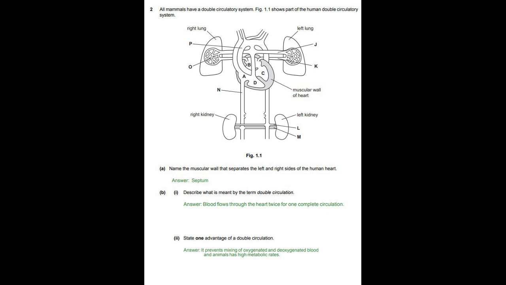Question number 2B1, describe what is meant by the term double circulation. So the answer is, blood flows through the heart twice for one complete circulation. Question number 2B2, state one advantage of a double circulation. So the answer is, it prevents mixing of oxygenated and deoxygenated blood, and animals have high metabolic rates.